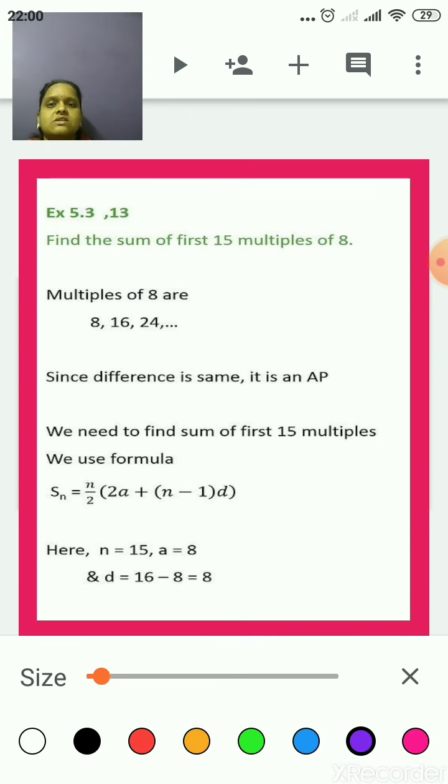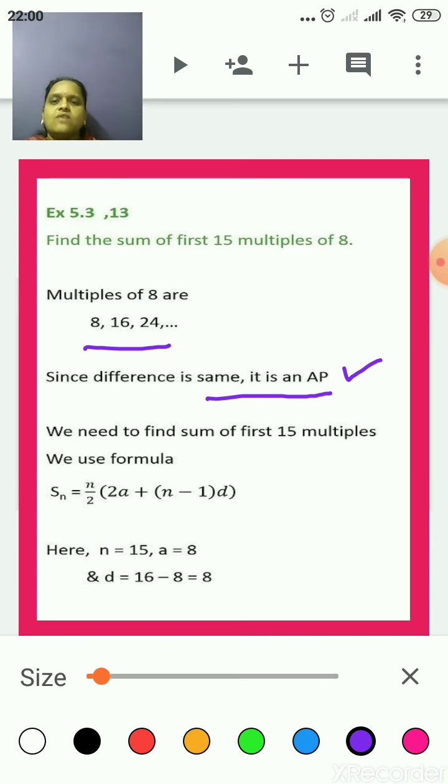In this case, this step is very important. You have to show that it is an AP because it is not given. In all the previous sums, they gave the sequence as an AP. Here it is not given, so you have to prove that the given sequence is an AP because the difference is the same. Is it clear? Okay, let us continue.